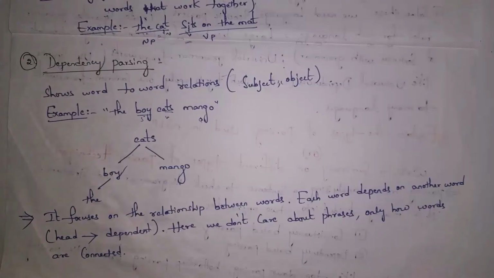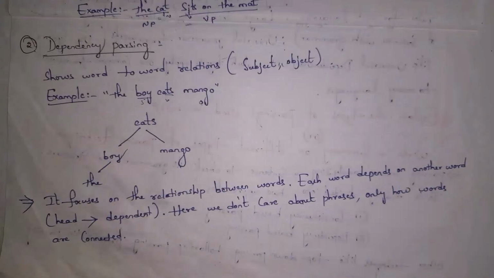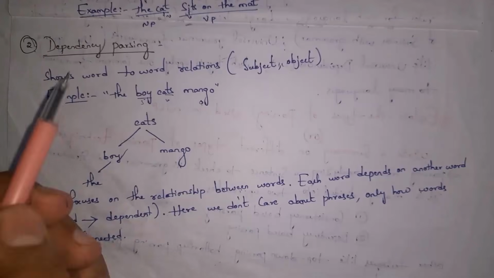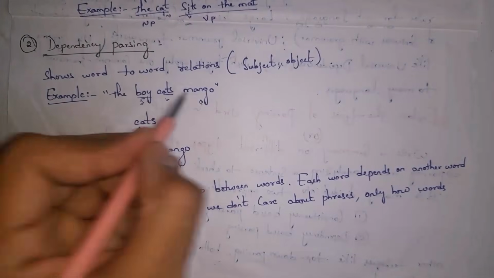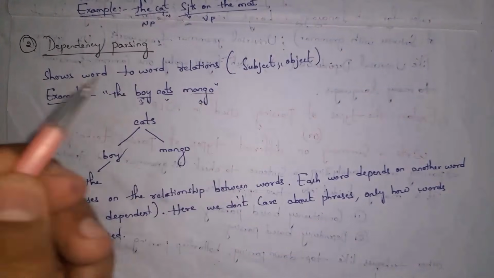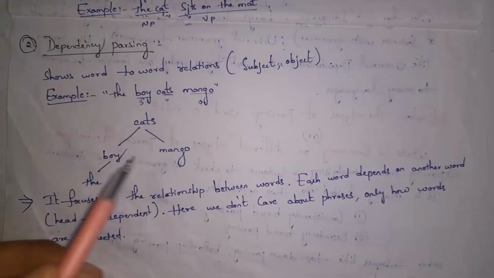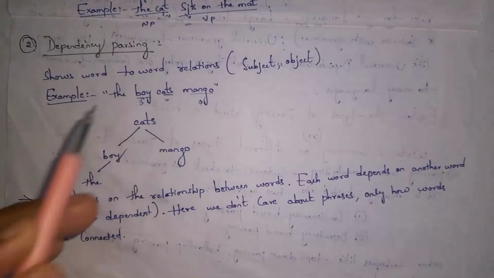Next I will explain what dependency parsing is. Dependency parsing shows word-to-word relationships. Normally in any sentence, each and every word depends on the verb. So we consider this verb as the root, that is, the verb is the head. In dependency parsing, each and every word depends on the verb, so we consider the verb as the head and all remaining words are dependents. This is an example: the boy eats mango. Here the verb is eats. So eats is the root word, boy is the subject and mango is the object. Both subject and object depend on the verb. So boy and mango both depend on eats. In the boy, the depends on boy.